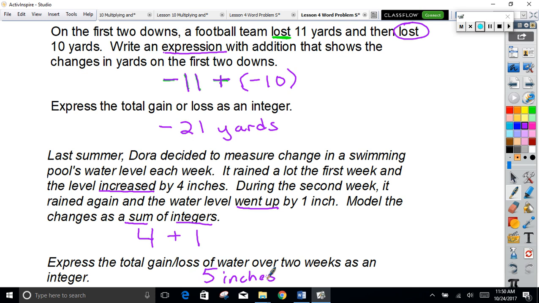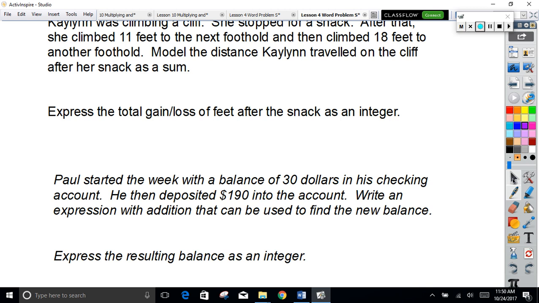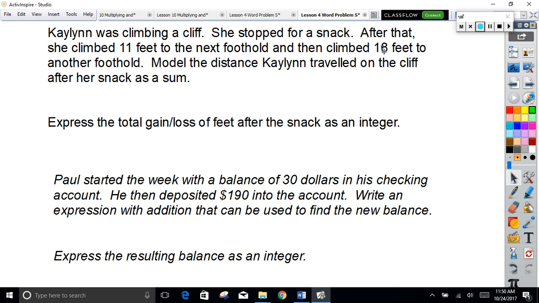Okay, let's go on to the next problem. Okay, next problem. Kaylin was climbing a cliff. She stopped for a snack. After that, she climbed 11 feet to the next foothold and then climbed 18 feet to another foothold. Model the distance Kaylin traveled on the cliff after her snack as a sum.